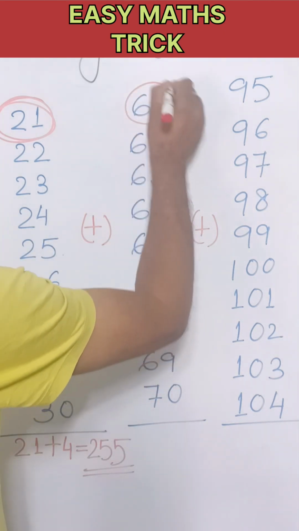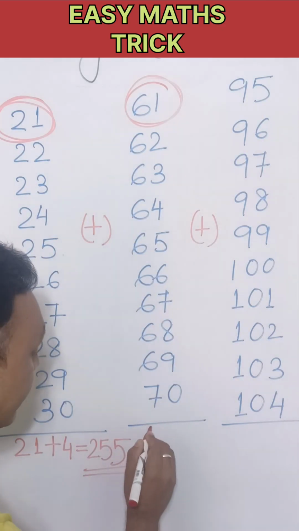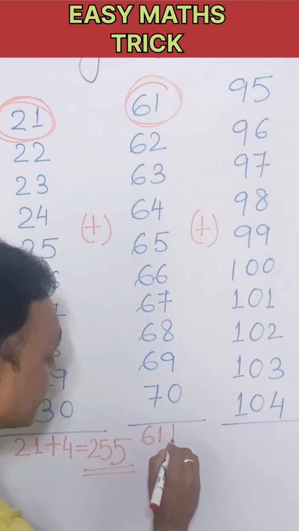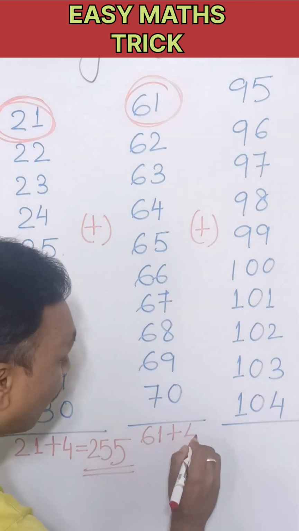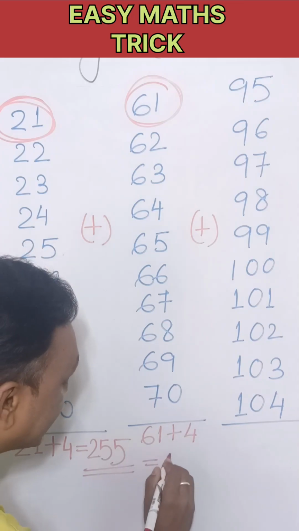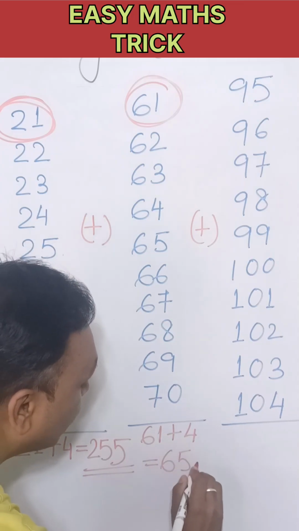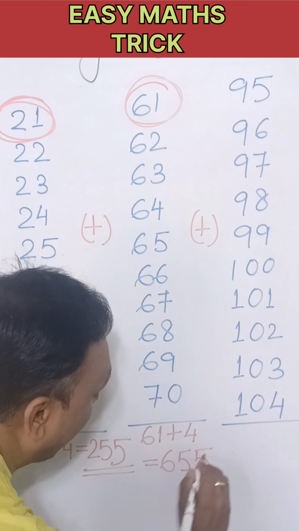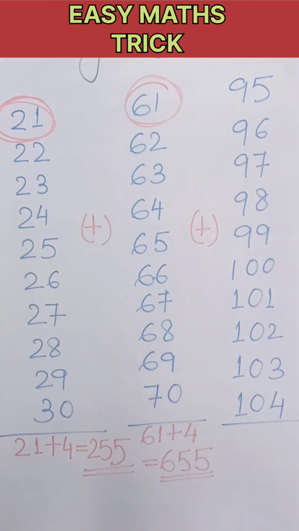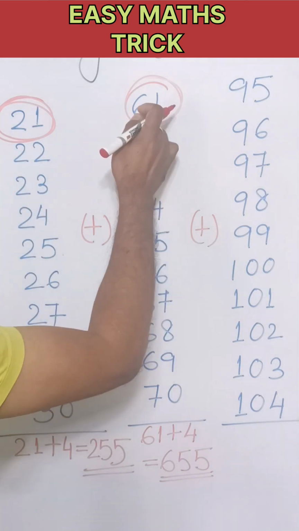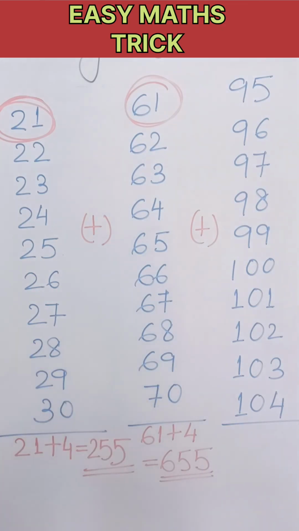In the second case, it starts from 61 to 70. So it starts from 61. Write 61 here. As always, you have to add 4, so what will we get? 65. Now you have to add one more 5, so 655 is the answer if we are going to add from 61 to 70.